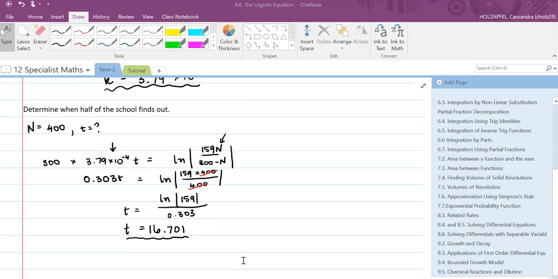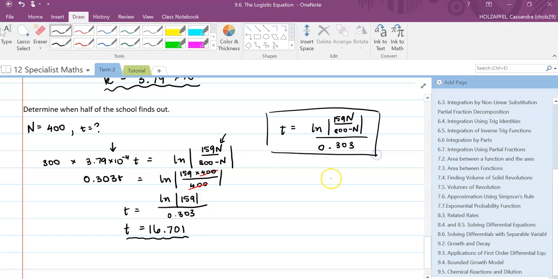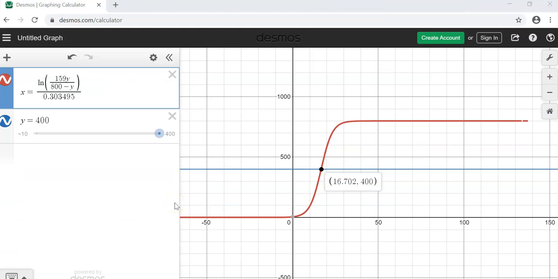So what we can go ahead and do now is verify this solution graphically, because we do have an equation here. So let's rewrite this in terms of t. So t is going to be equal to ln of 159n over 800 minus n, all over 0.303. So we can go ahead and graph this particular function now. So I've just graphed this using Desmos.